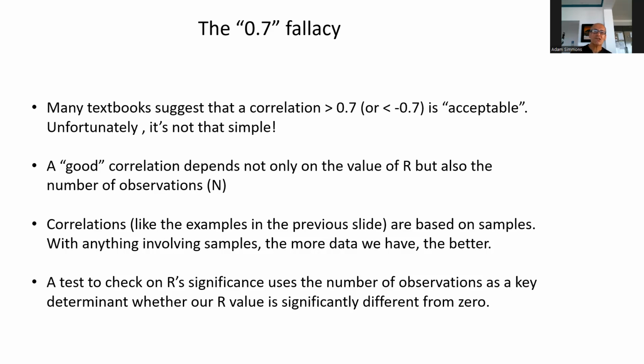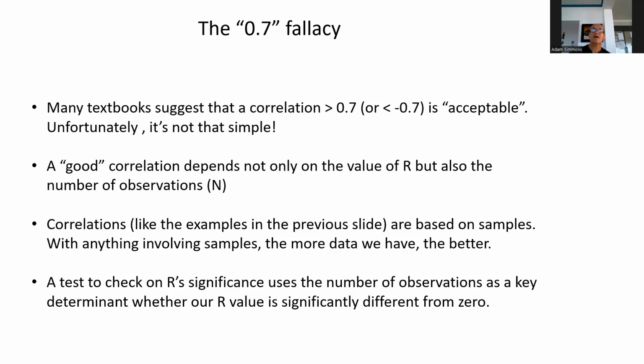A good correlation between two variables depends not only on the value of R, but it also depends on how many observations you've got. And like with any sample, the more observations you have in your sample, the more robust your results are going to be. Now, there is a statistic which actually does test how significant a value of R is, whether one value of R is better than another.